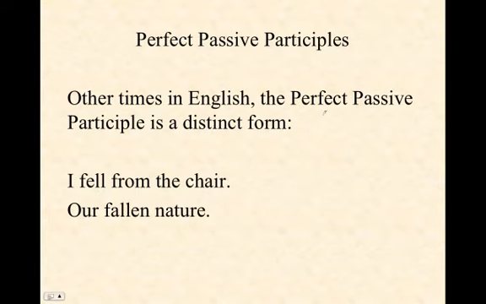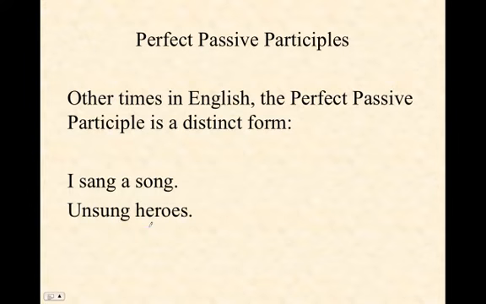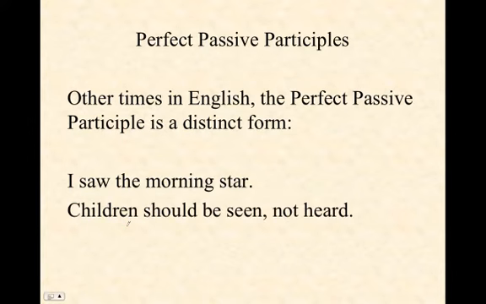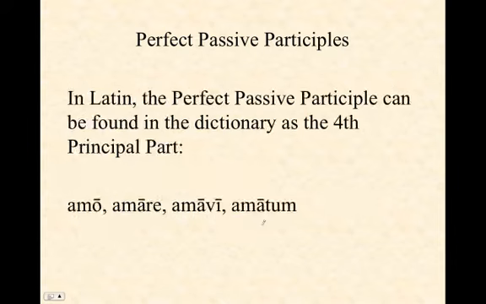Other times in English, the perfect passive participle is a distinct form. I fell from the chair, but yet our fallen nature. I sang a song, but we talk about unsung heroes. I saw the morning star, but yet children should be seen, not heard.